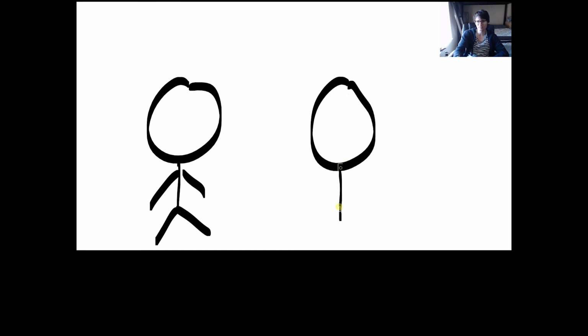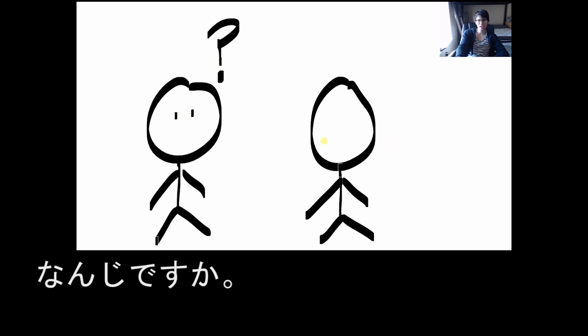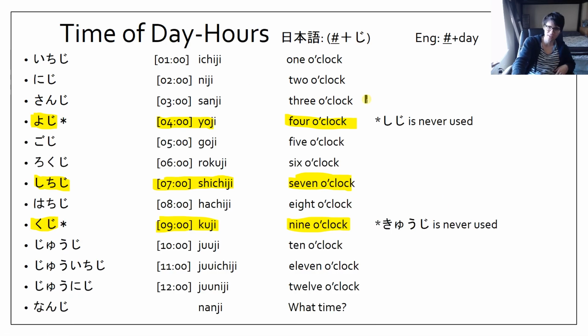Alright, so now we can ask someone what time is it, and then they can tell us what the hour is. Alright, so here we have Bob. Bob is talking to Jim. Bob wants to know what time it is. So he says, 何時ですか? To which Jim responds, 3時です。Anybody know what time it is? What is 3時? If you said 3 o'clock, you were right.